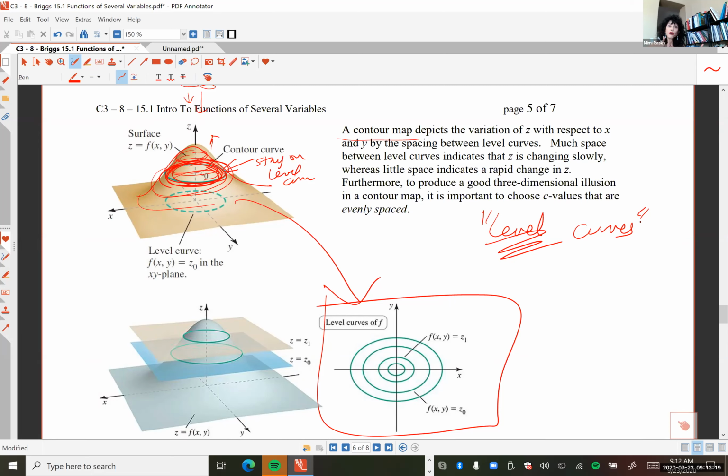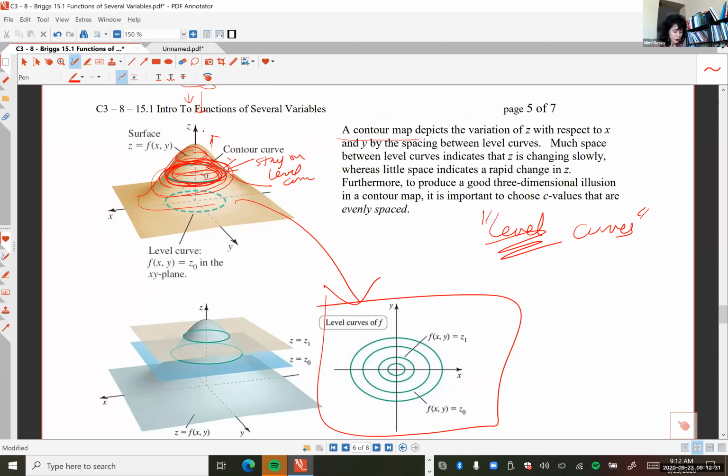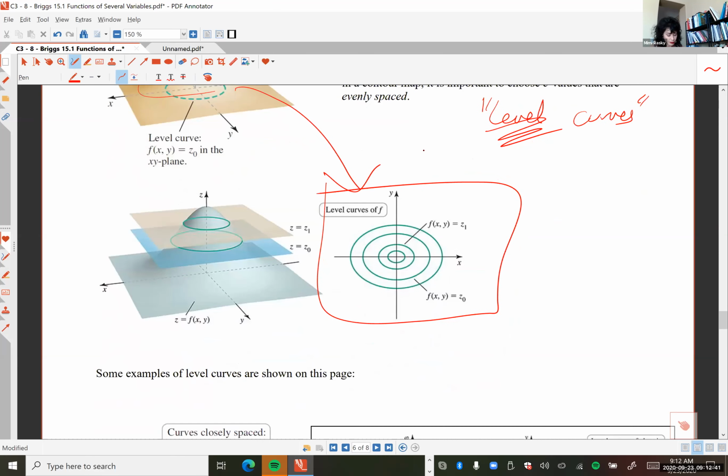Anytime you move off of your level curve, you're going to either increase your elevation or decrease your elevation depending on what the surface, the mountain, is doing, okay? So in this case, if you move upwards, higher up the mountain, you jump off your level curve, or your contour curve, you're going to get a higher elevation. If you go down, you'll get a lower one.